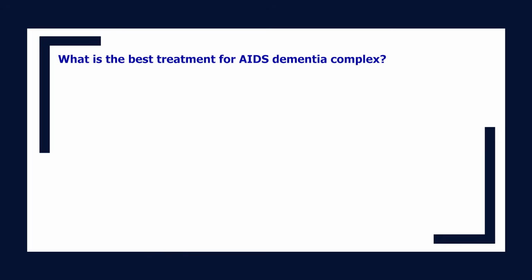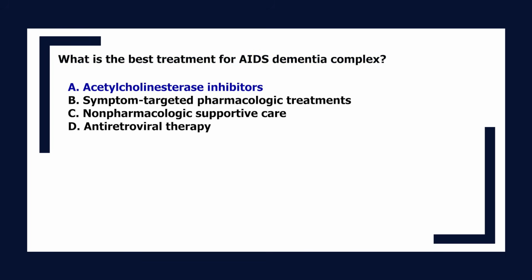What is the best treatment for AIDS dementia complex? A. Acetylcholinesterase inhibitors. B. Symptom-targeted pharmacologic treatments. C. Non-pharmacologic supportive care. D. Antiretroviral therapy.